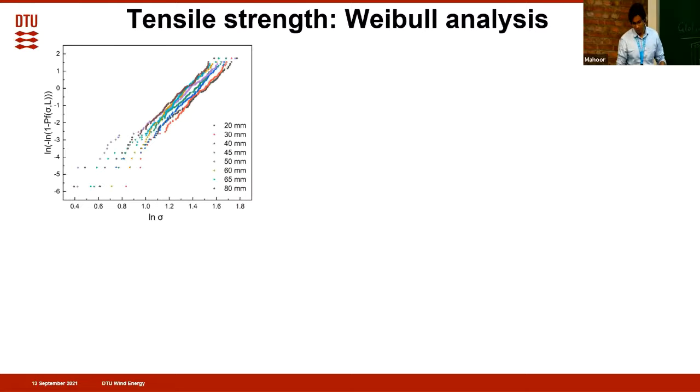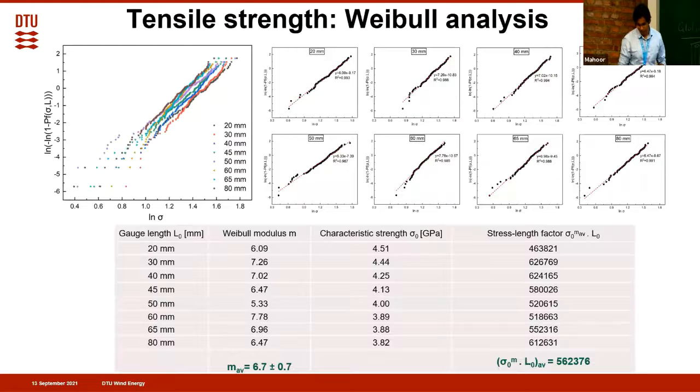Then we need the Weibull properties. I will just come directly to this. So you need the Weibull modulus, and what we call here a strength length factor, which we determined by taking advantage of all the fibers we have tested. And then we have this sigma naught m L naught average value that we are putting directly into the equation.